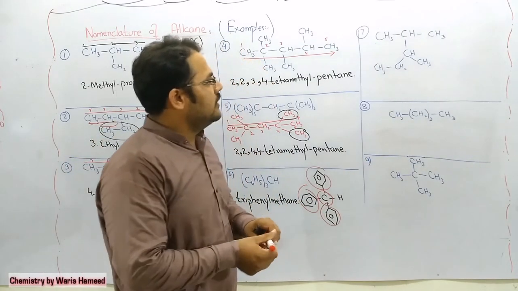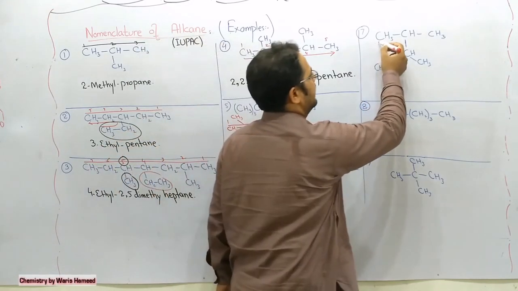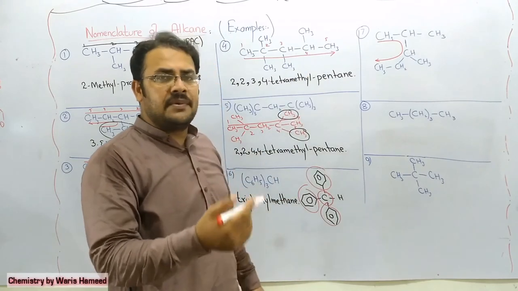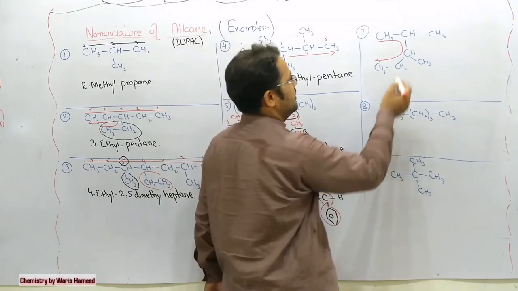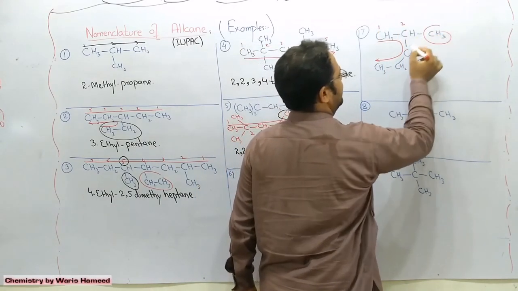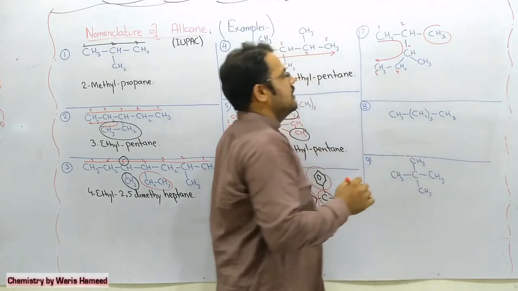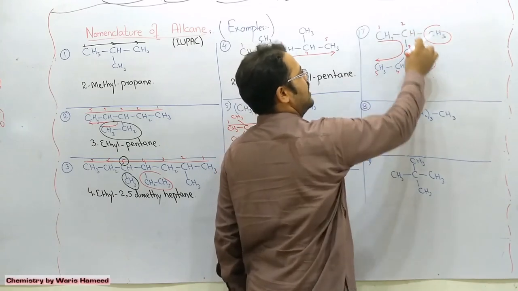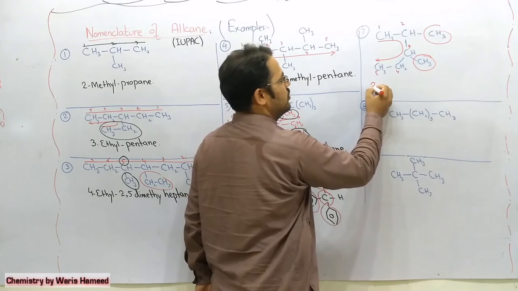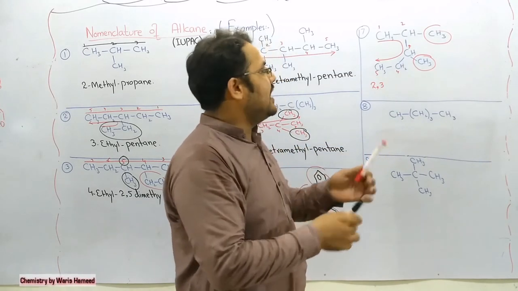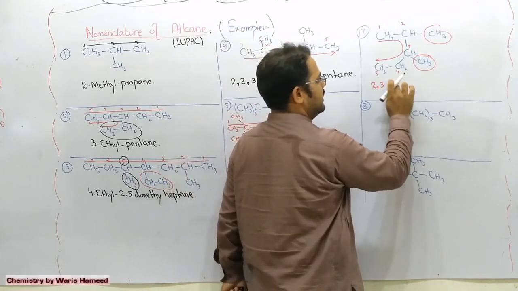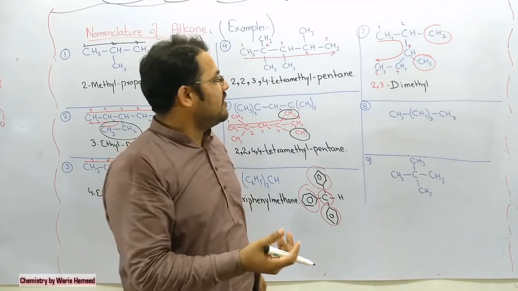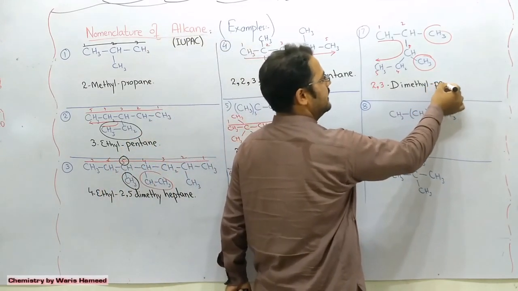Now moving to the seventh example. In this again we have to select the longest chain, and it is the longest chain in this hydrocarbon. Next we have to assign numbers to the carbons present in the parent chain from that side where the substituents get the minimum number, and this is the side from where the substituents get the minimum number. Second, third, fourth and fifth. Now write the positions of the substituents. We are looking that the first substituent is present on carbon 2 and the second is present on carbon 3. So it will be 2, 3 dimethyl, and the parent chain contains 5 carbons, so it's pentane.